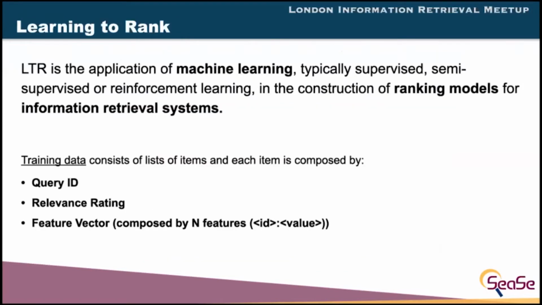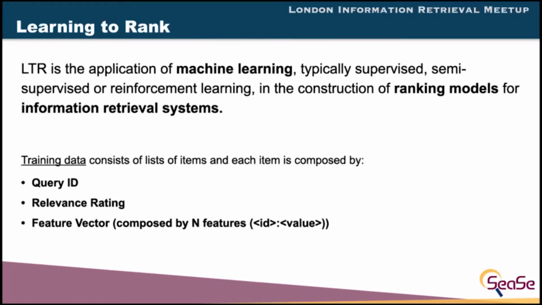What is learning to rank? Learning to rank is the application of machine learning in the construction of ranking models for information retrieval systems. The difference from traditional machine learning is that in this case, the training set consists of lists of items, documents, and the aim of learning to rank is to come up with the optimal ordering of those items with respect to the query. So the key challenge of applying learning to rank is to define relevance.